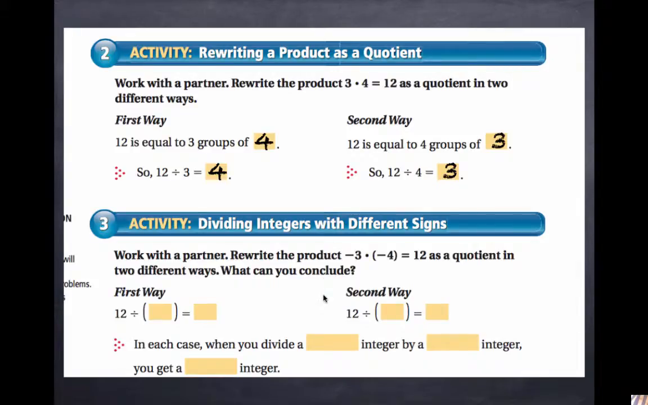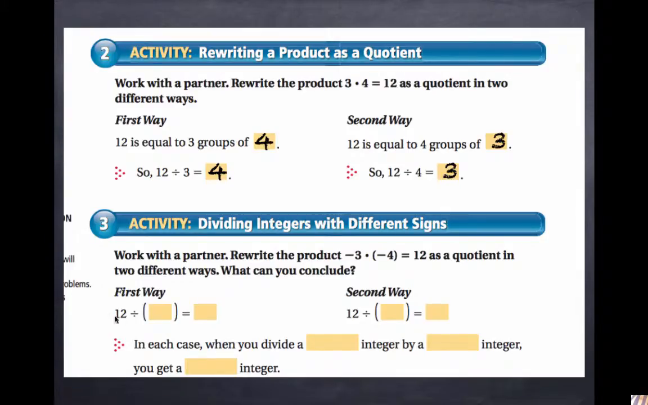Okay, in the next activity, dividing integers with different signs, you're going to work with a partner and rewrite the product of negative 3 times negative 4 is equal to 12 as a quotient in two different ways. And what can you conclude from that exercise? So pause the video and think about how you would rewrite this multiplication problem into a division problem in two different ways. And then start to think about what happens when you are dividing integers that are negative.